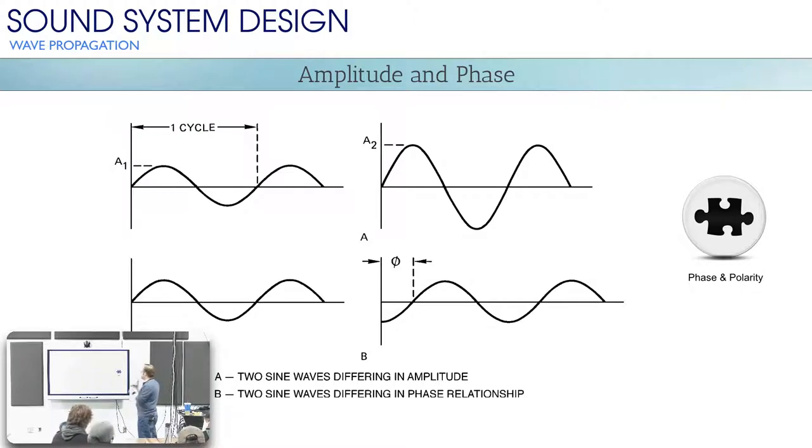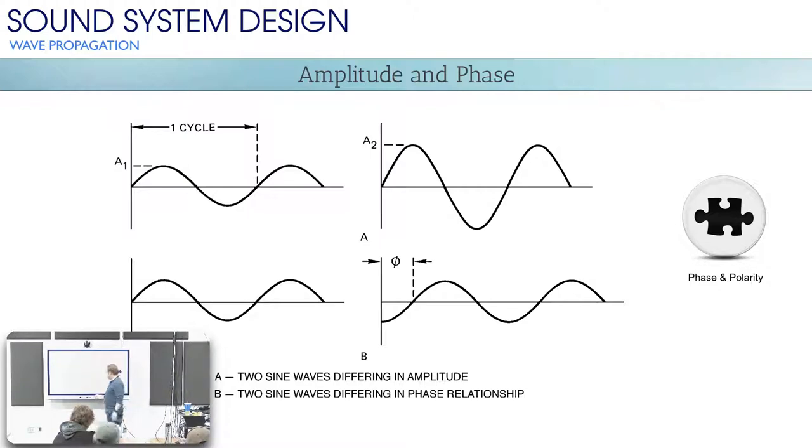Okay, so let's talk about some other properties of a sound wave. We've talked about wavelength, we've talked about frequency, we've talked about speed, right? Those are the three properties we've worked with so far. There are two other properties that we haven't talked about yet. One is called amplitude, and the other is called phase.